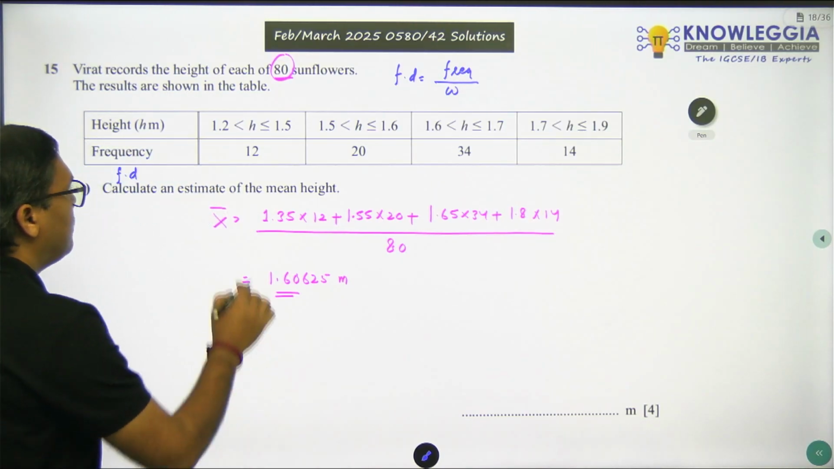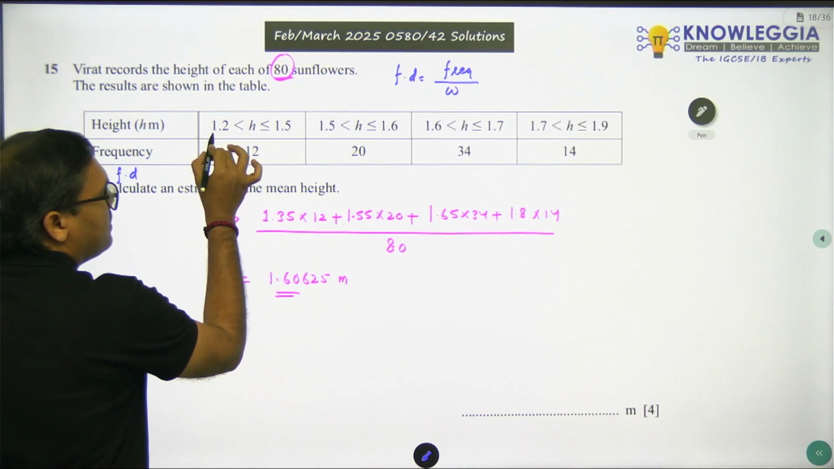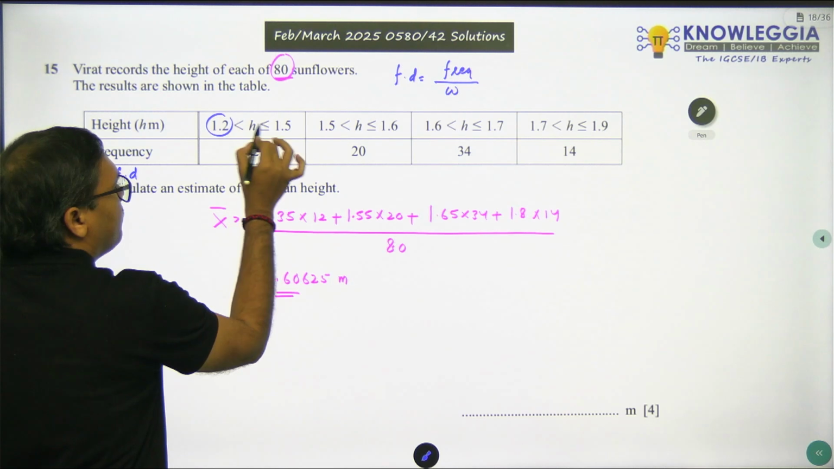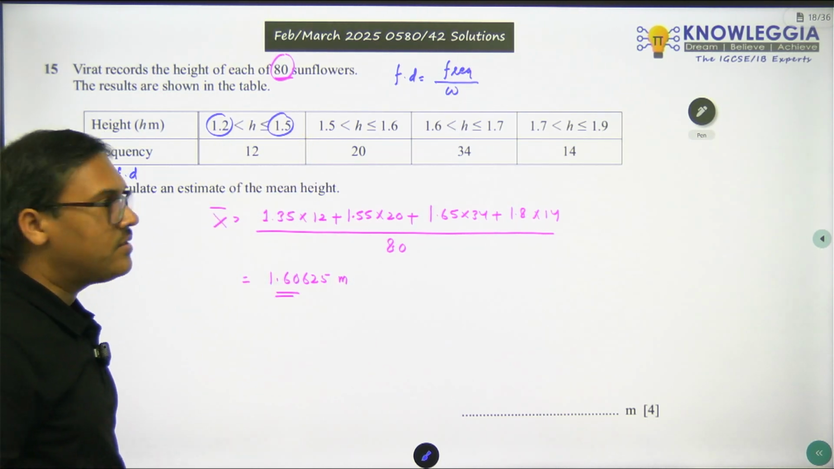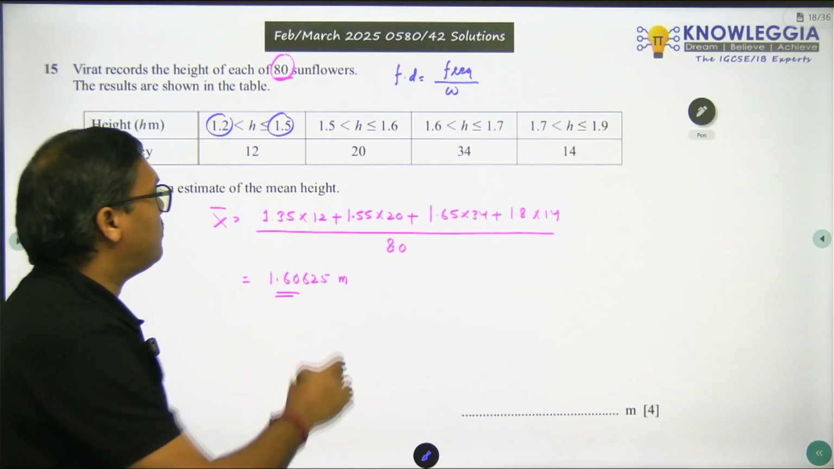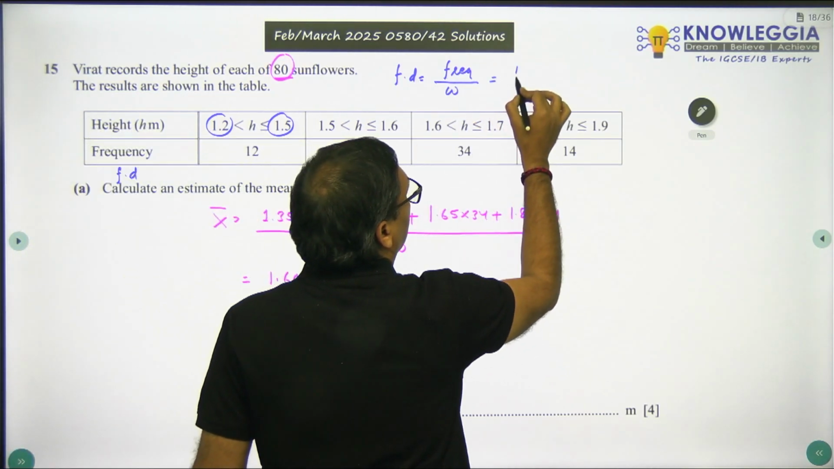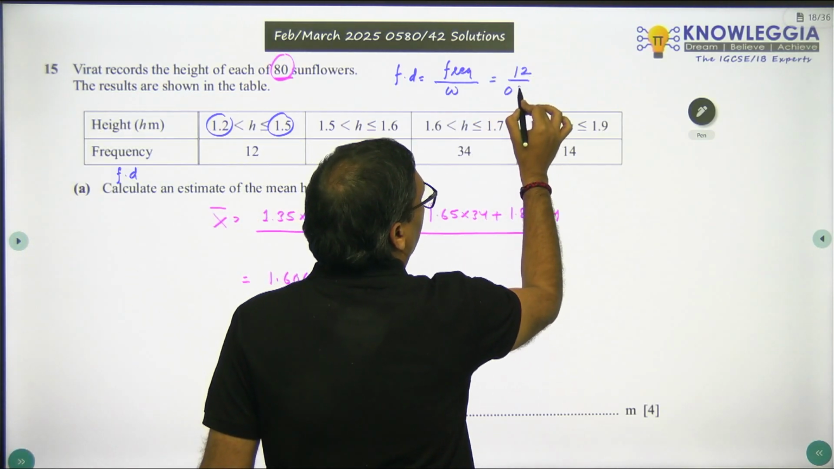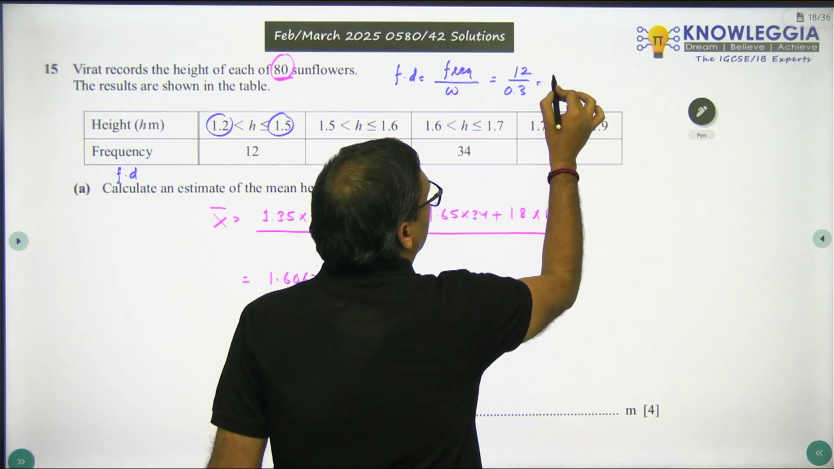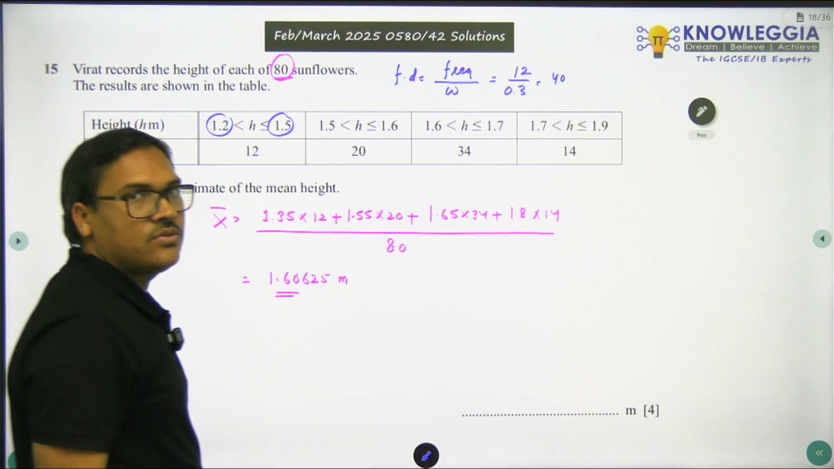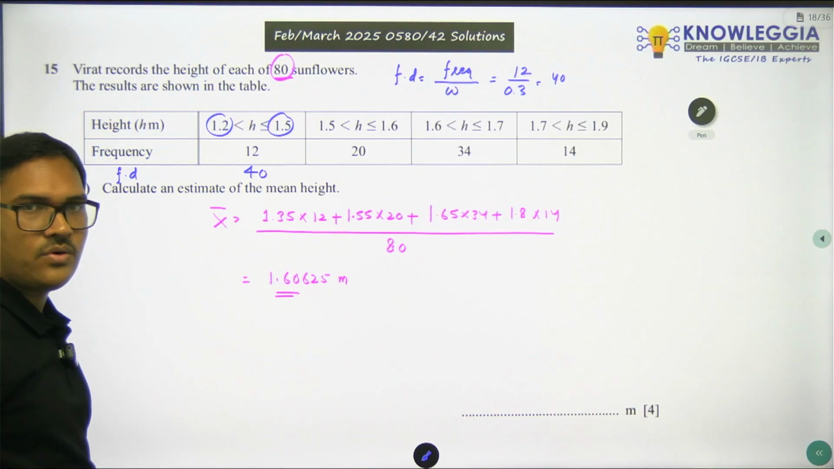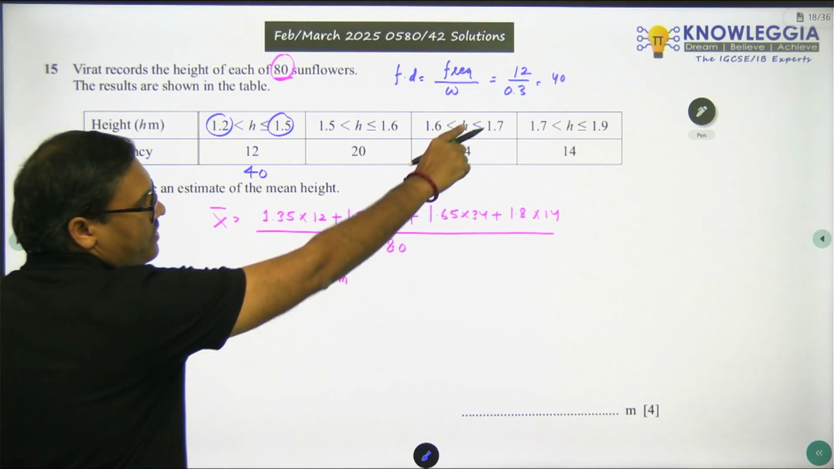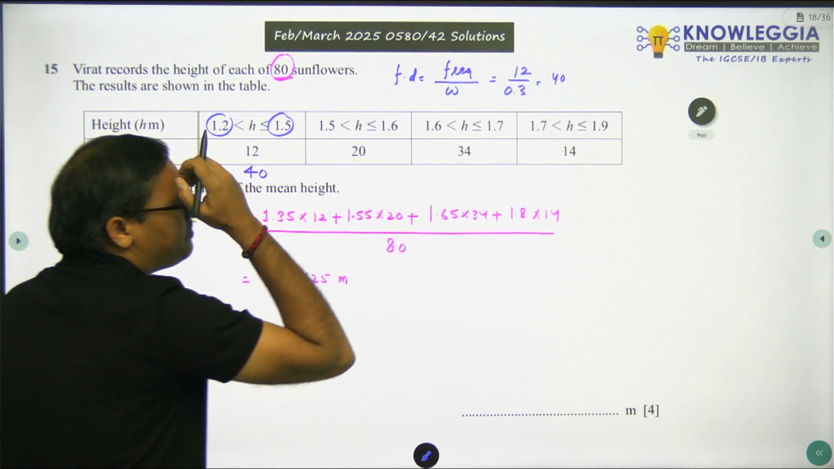So you can see what is the frequency at 12 and what is the width. Width is basically the difference of these two. What is the difference of these two? 0.3. Correct? So this is 12 divided by 0.3. So the frequency density of this is 12 divided by 0.3, which is equal to 40. Okay, so the frequency density here is 40. I hope this is clear.